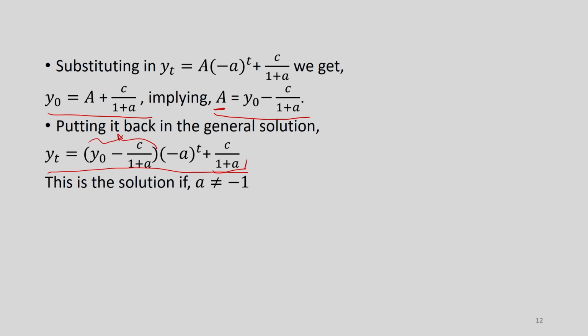The only thing here to note, and which is a point of discomfort, is that this solution is valid if a is not equal to minus 1. But obviously, we cannot a priori say that a is not equal to minus 1. So, we have to cover that case as well. What happens if a is equal to minus 1?